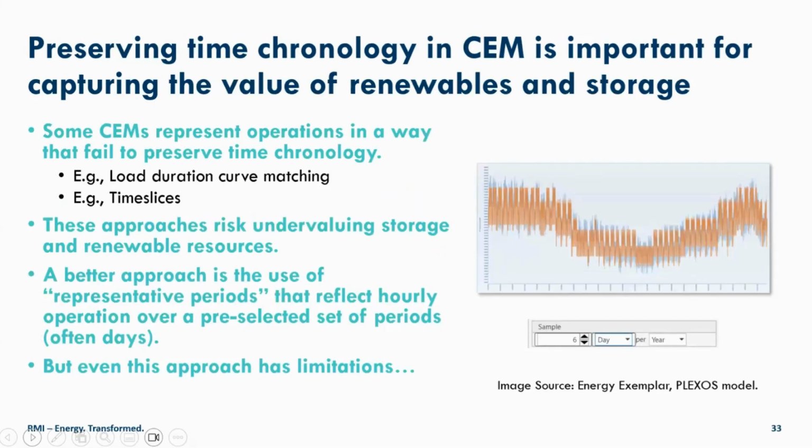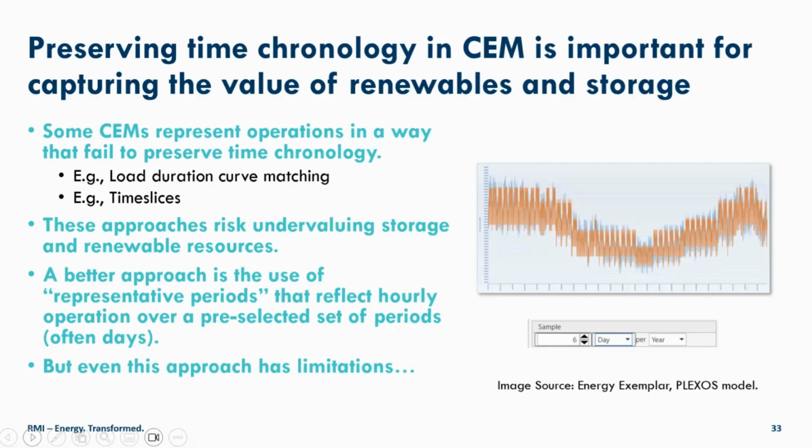I want to dig in on what we're seeing on that vertical axis about time representation and granularity. Preserving time chronology in capacity expansion models is really important for capturing the value of renewables and storage. Now, what do I mean by that? Time chronology is essentially capturing the fact that what is going on at 6 p.m. that day probably is impacted by what's going on at 5 p.m. that day and 4 p.m. We are able to capture relations in order over time.